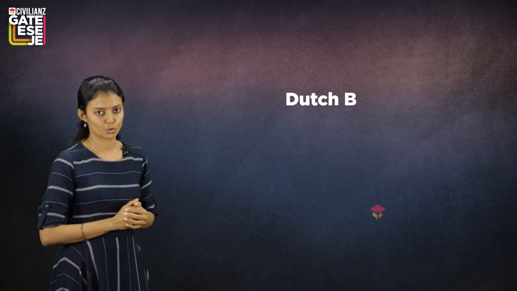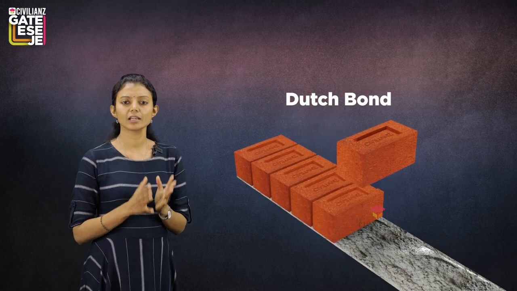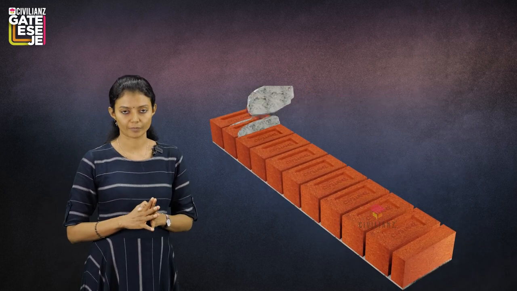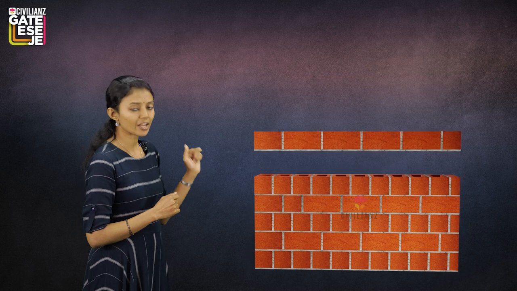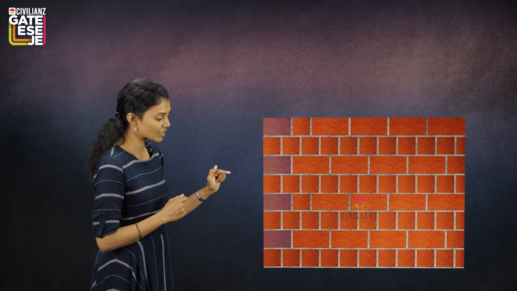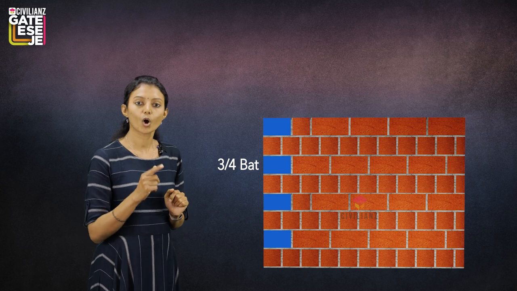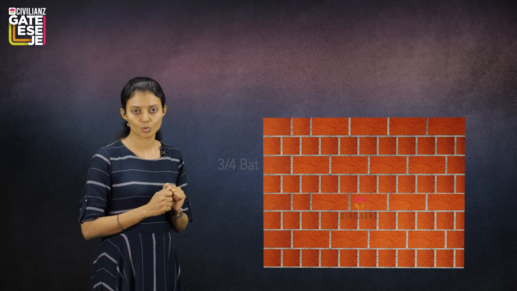The next special bond we are going to discuss is the Dutch bond. The Dutch bond is basically a modification of the English bond. We know that in an English bond, alternate courses of headers and stretchers are placed. But the difference in Dutch bond is that every stretcher course starts with a 3x4 bat. Also, in alternate stretcher courses, next to the 3x4 bat, we are placing a header. That is a Dutch bond.